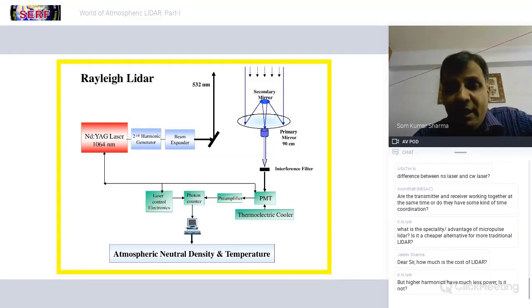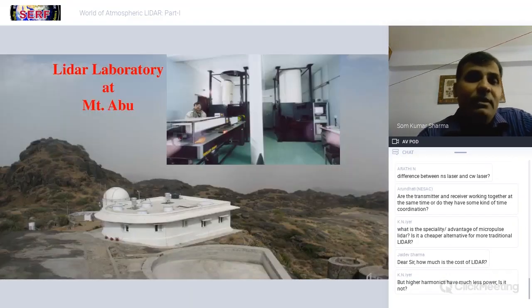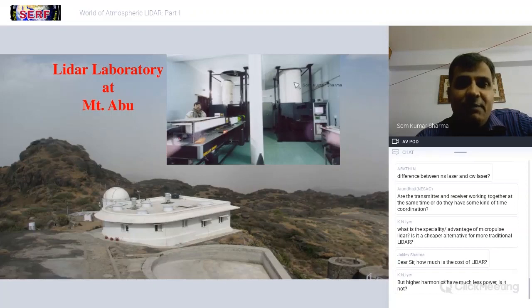Okay, if I move further ahead, this is just a glimpse of our Mount Abu laboratory. Here is a beautiful LIDAR. We have a powerful LIDAR. We have the laser beam, receiver, and all these things, which I will describe in detail later.